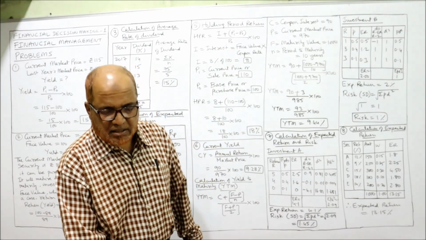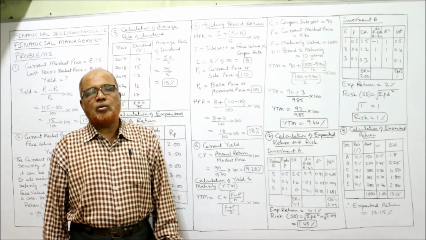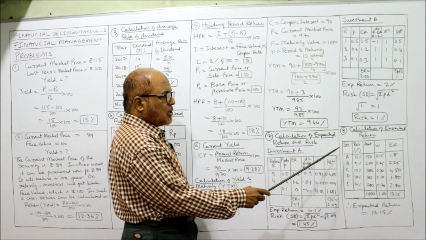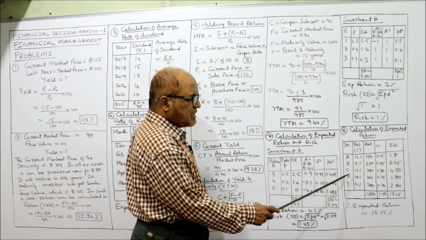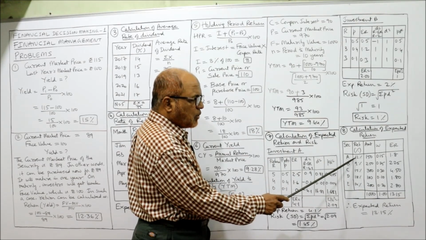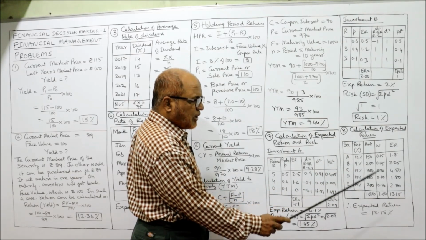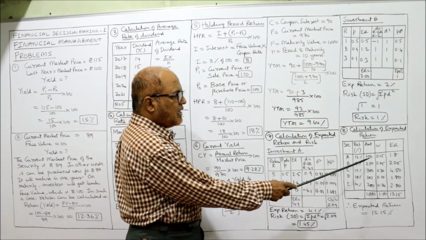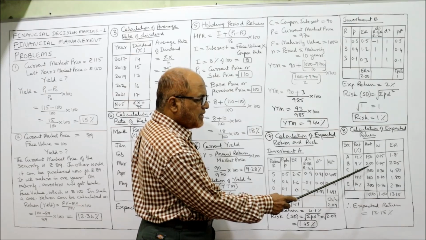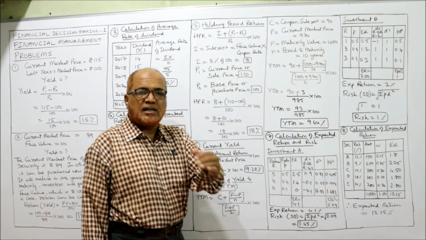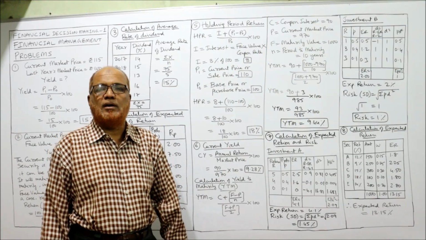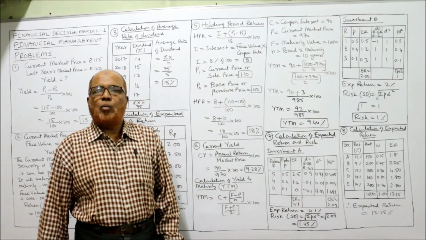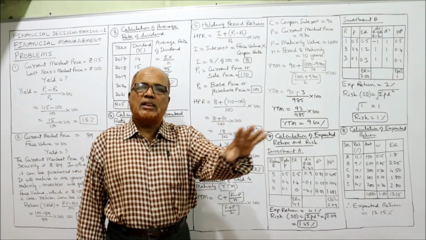Find out the expected return. So how to find out the expected return? First we find out the proportion of funds, that is weight. So security A, B, C, D, E. Returns are given in the problem: 12%, 9%, 15%, 18%, 14%. Now the amount of investment. The investment in A security is 150, B security 250, C 300, 100, 200. These are the investments made in each security. So total investment, if you add up all, you will get 1000.